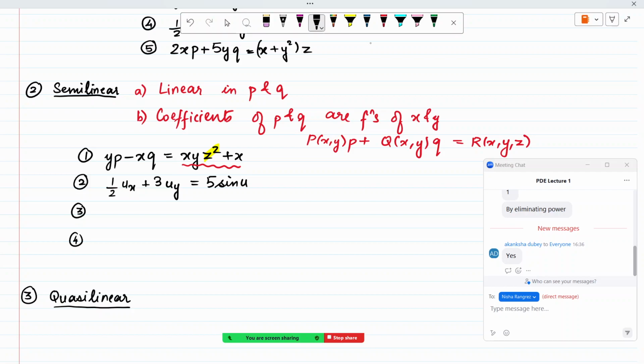3p minus 7yq is equal to x square z square. Okay, this is semi-linear, good. One more example. (x plus y) multiplied by p minus z square q is equals to xy. Is this semi-linear?